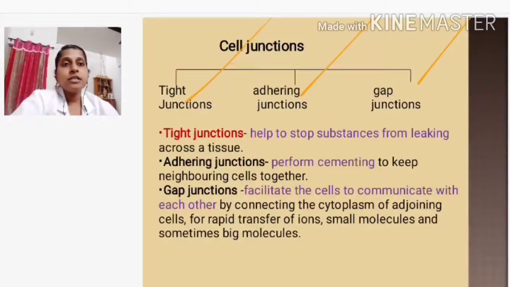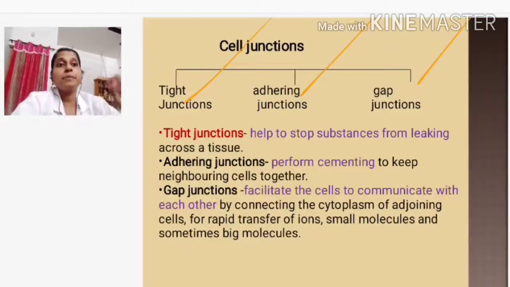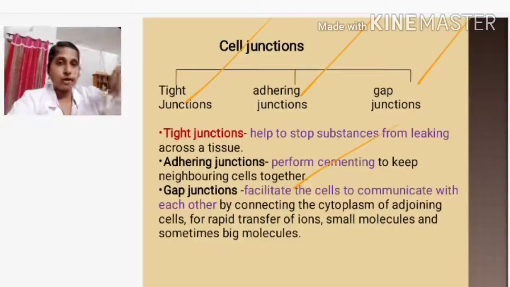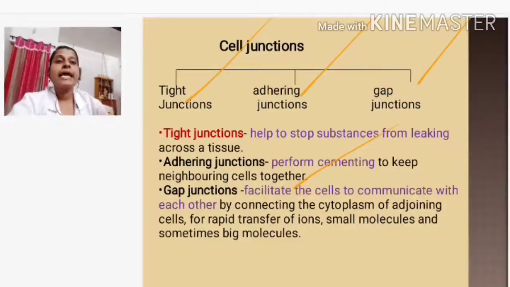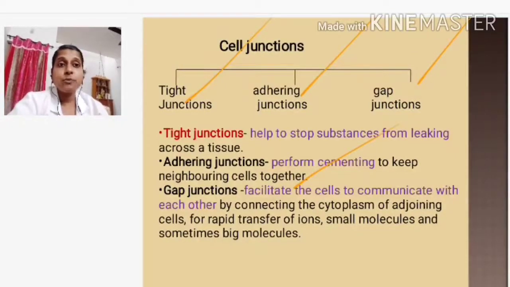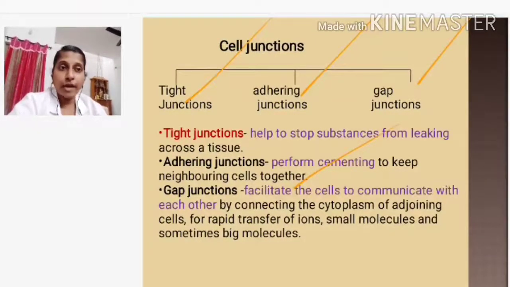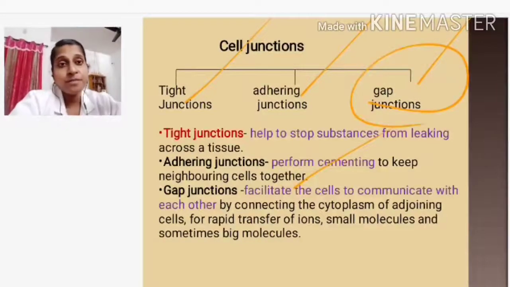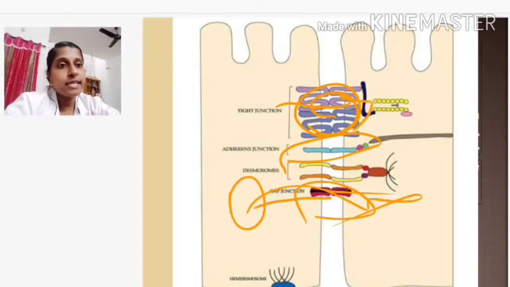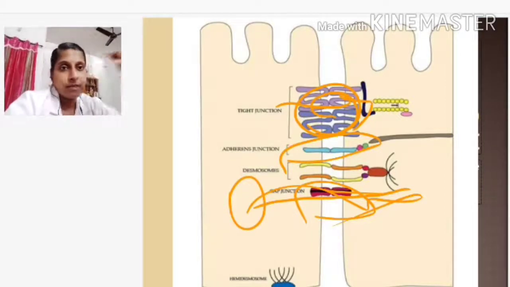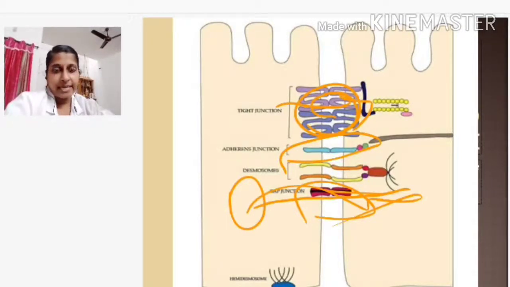So tight junction helps to stop substances from leaking. Adhering junctions perform cementing to keep neighboring cells together, otherwise the cells will move like anything, like jellyfish, right? Gap junction facilitates the cells to communicate with each other by connecting the cytoplasm of adjoining cells, for rapid transfer of ions. Molecules, bigger molecules can be transferred from one cell to another with the help of what junction? Gap junction, because the cytoplasm of one cell is in connection with the cytoplasm of the other cell with the help of a connecting bridge called as what?